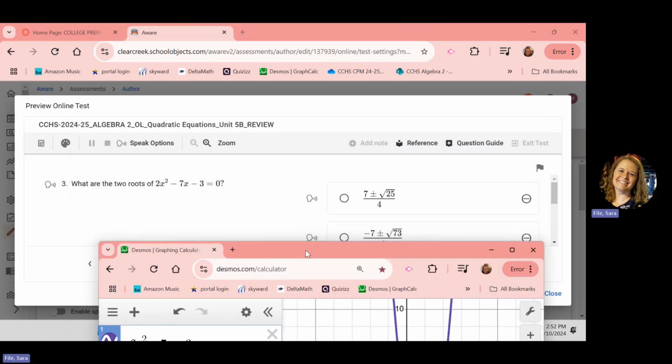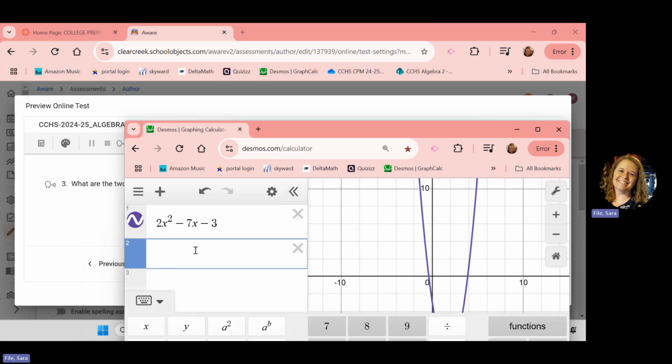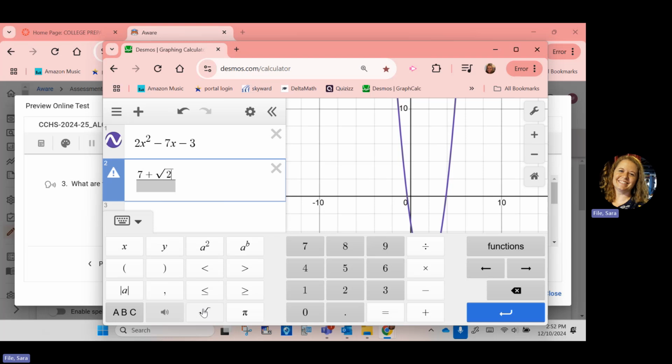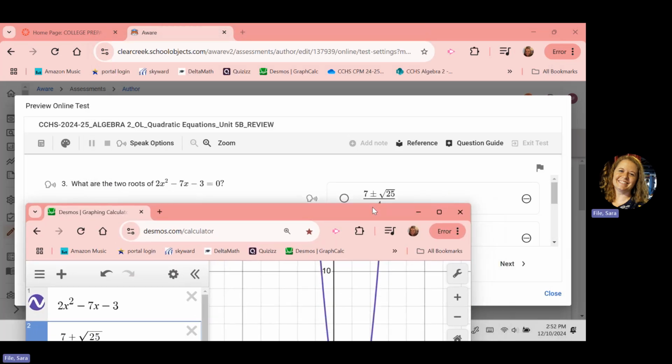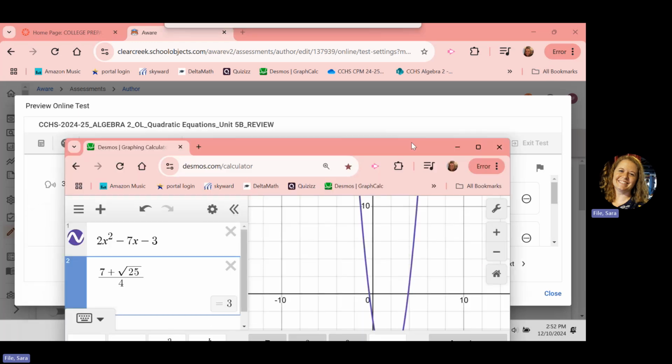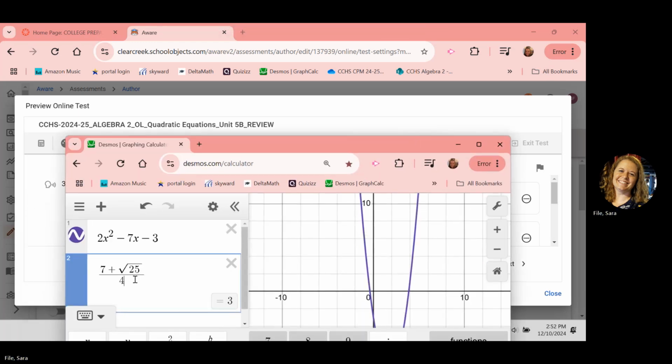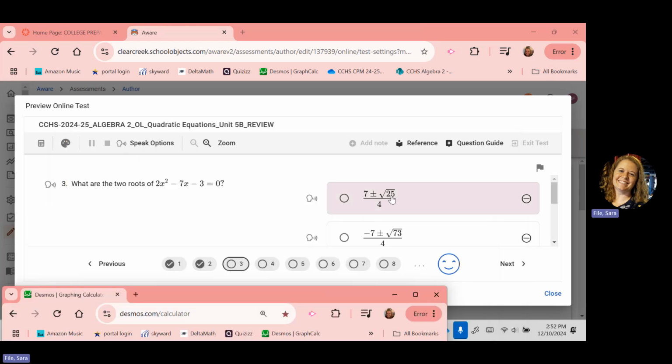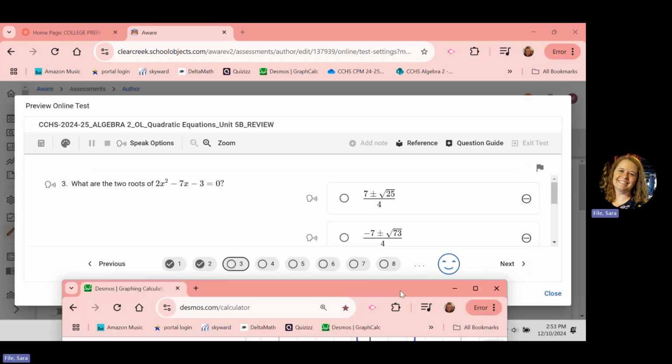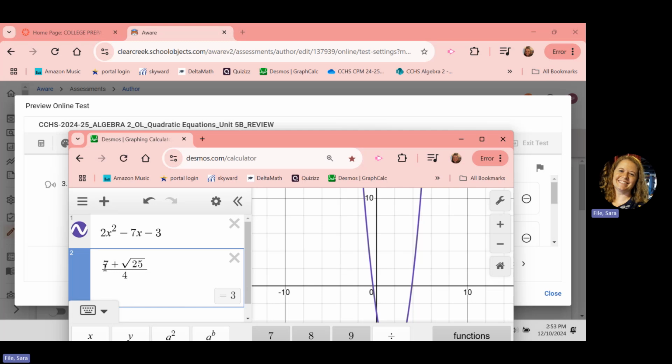So my first answer choice is 7, 25, 4. So 7 plus or minus, and again, I'm just going to do the plus for now. Square root of 25 over 4. Double check that I have that right. 7 plus or minus the square root of 25 over 4. That comes out to, I could have told you that without looking. Square root of 25. 25 is a perfect square. That's going to come out to 5. That's an integer value, not a decimal. So that's not it. So let's try -7 and 73.